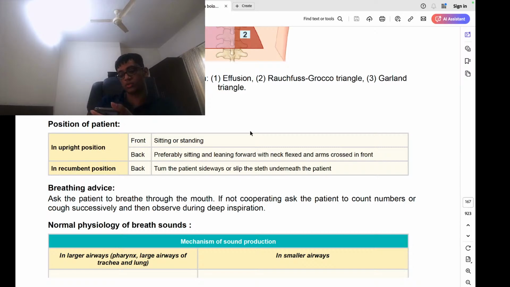Breathing advice: ask the patient to breathe through the mouth. If not cooperating, ask the patient to count numbers or cough successively and then observe during deep inspiration.